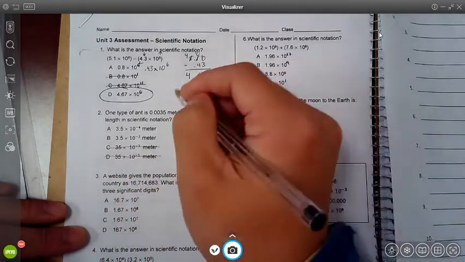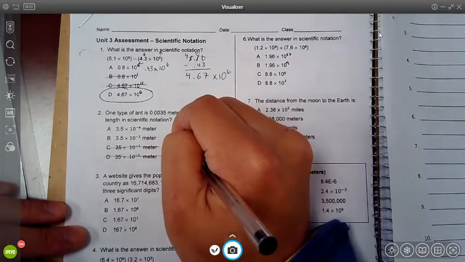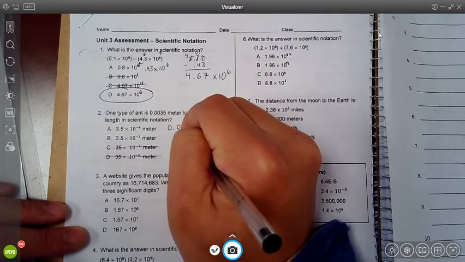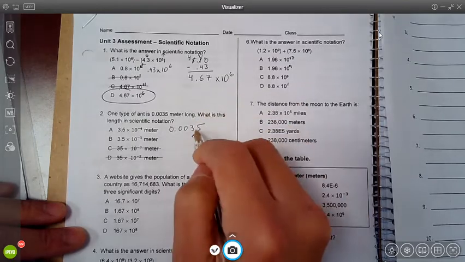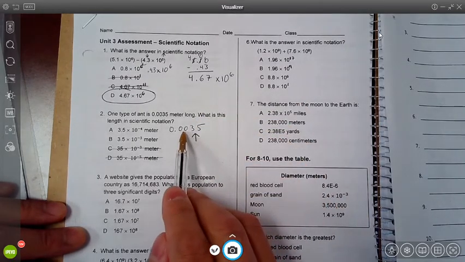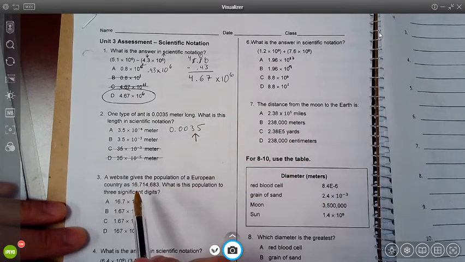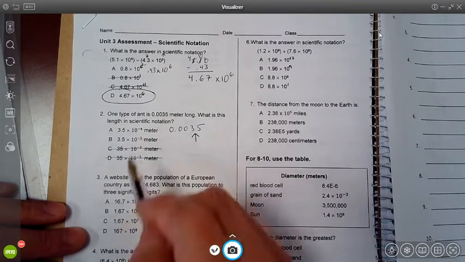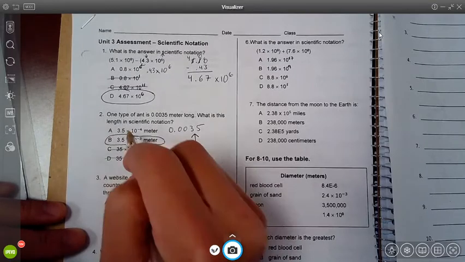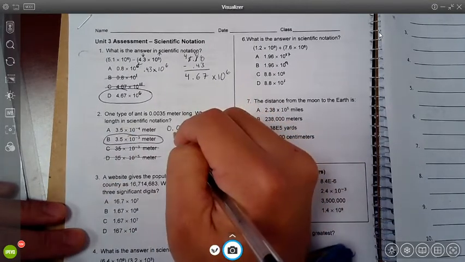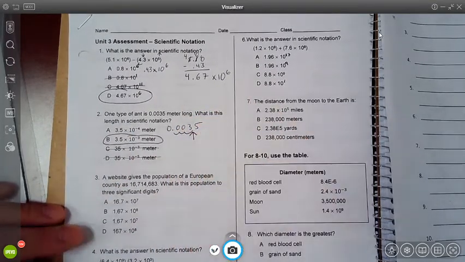So if I have here 0.0035 and I move the decimal right there between the 3 and the 5, it looks like I've moved it past the 0s and the 3. So I need an exponent of 3. Okay, so this is the one that I want. I have 1, 2, 3, 3 spaces there.